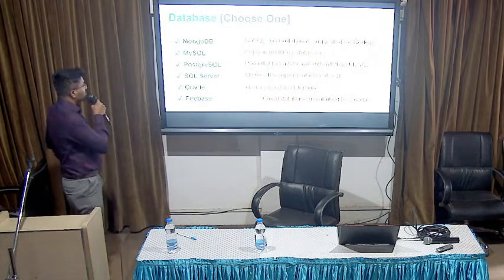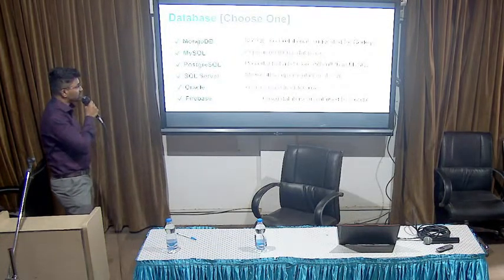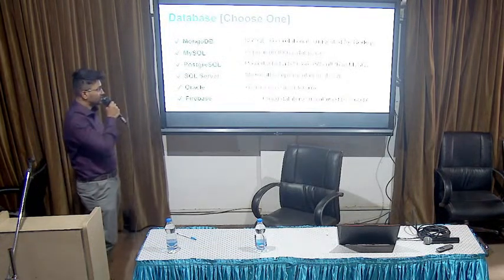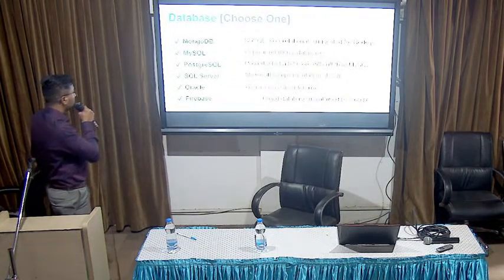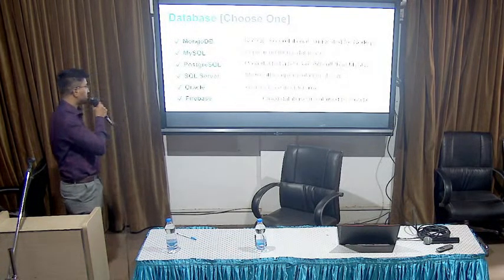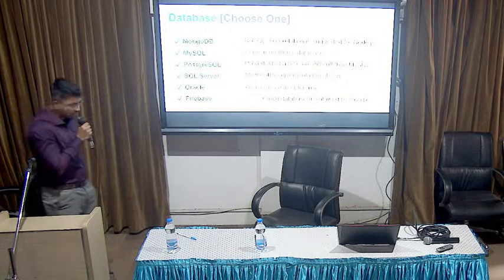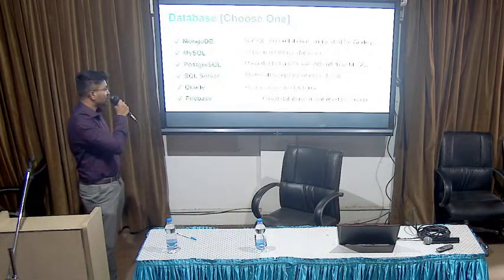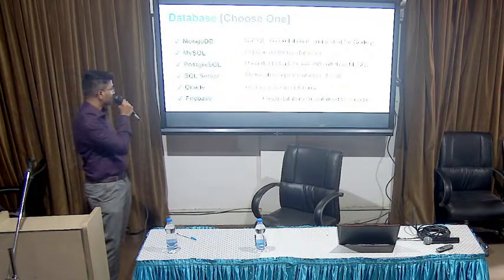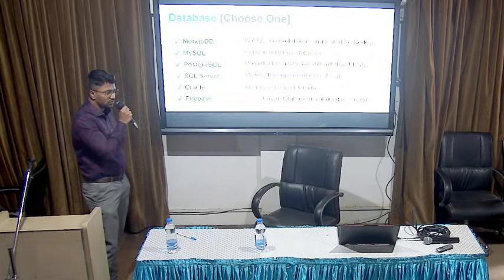For databases we have MongoDB, which is NoSQL, non-relational. With Java or Node.js, we use MySQL for relational data. PostgreSQL is also used by lots of companies nowadays. PostgreSQL is a relational database, but it doesn't have any licensing, so it's open source.